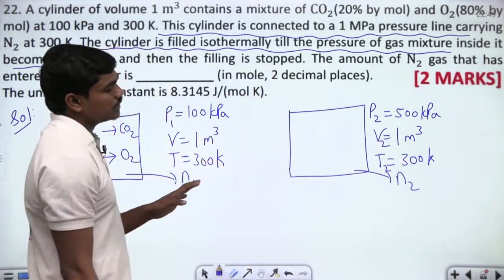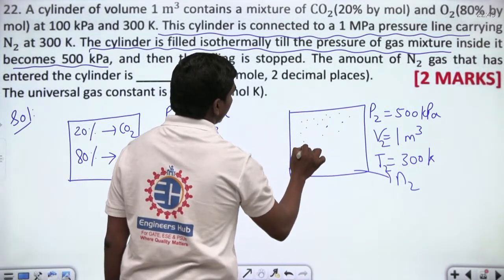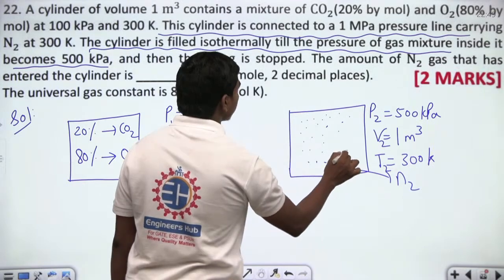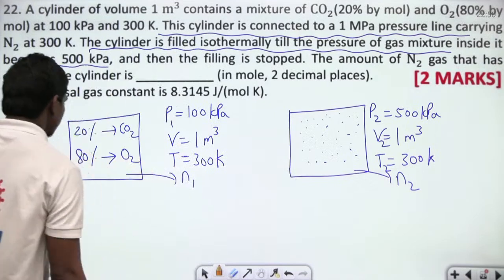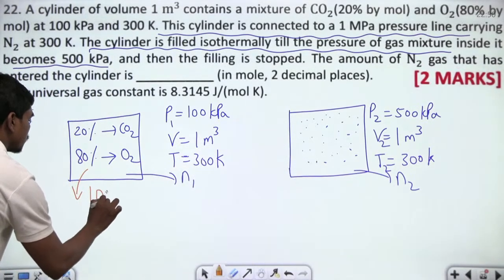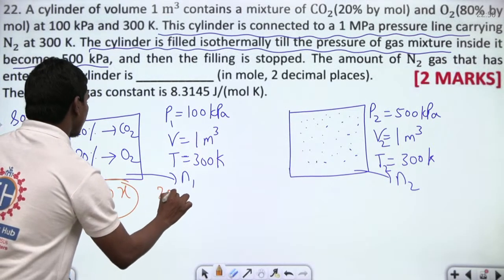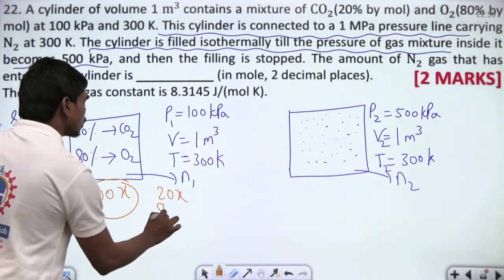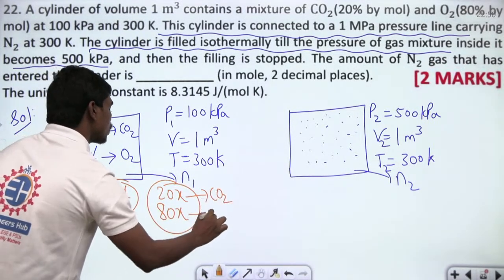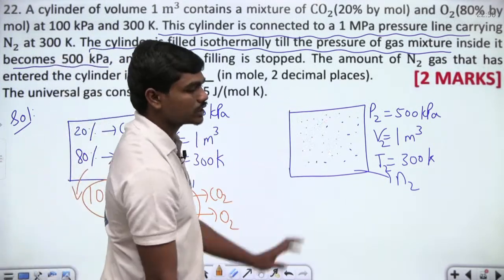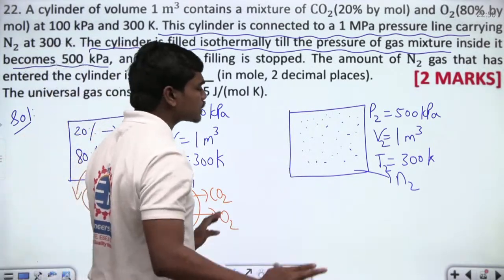Now, since this is also a mixture of ideal gases, let us suppose there are a total of 100x moles of substance inside this tank. Which means 20x moles of CO2 we have and 80x moles of O2. To this, some nitrogen is also added, and we want to find the amount of nitrogen that is added here. Correct? This is the case.